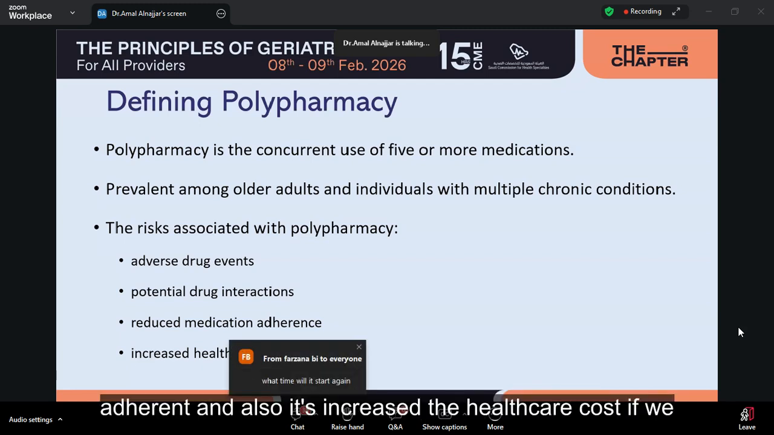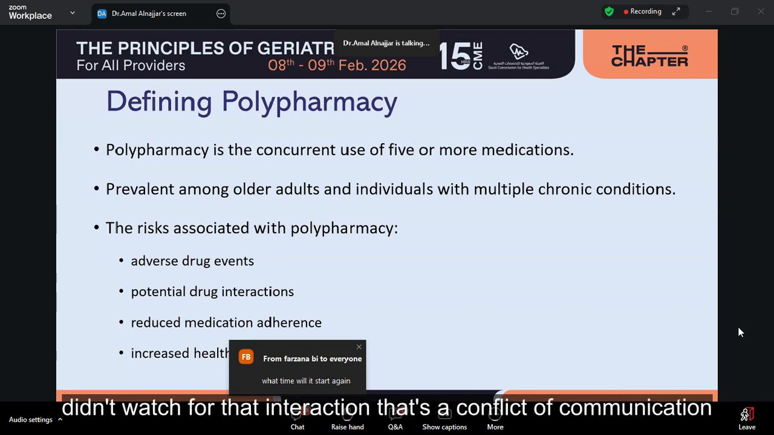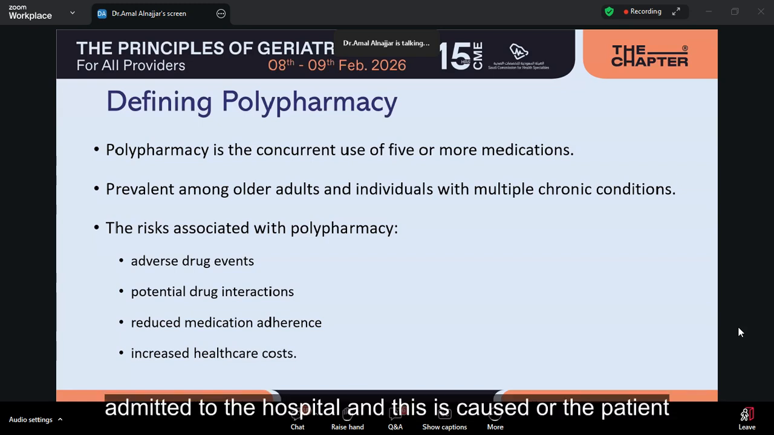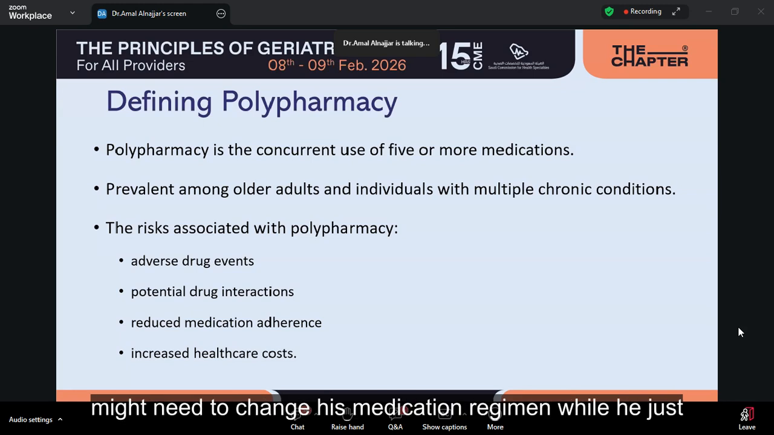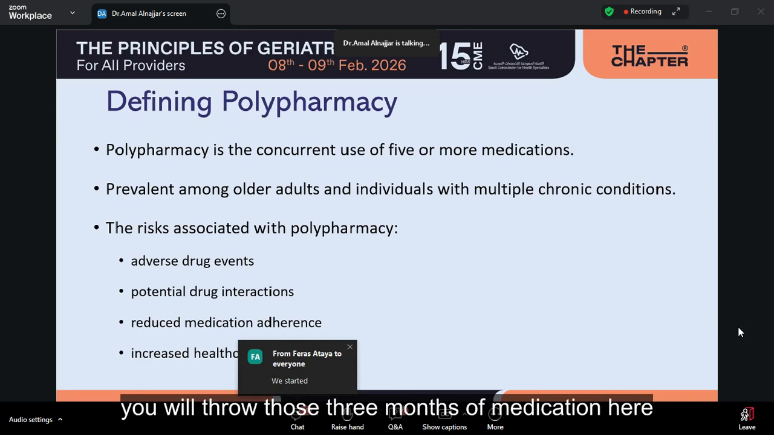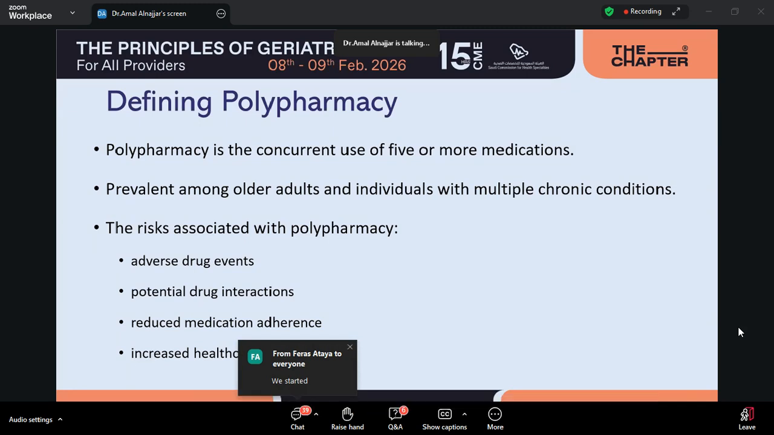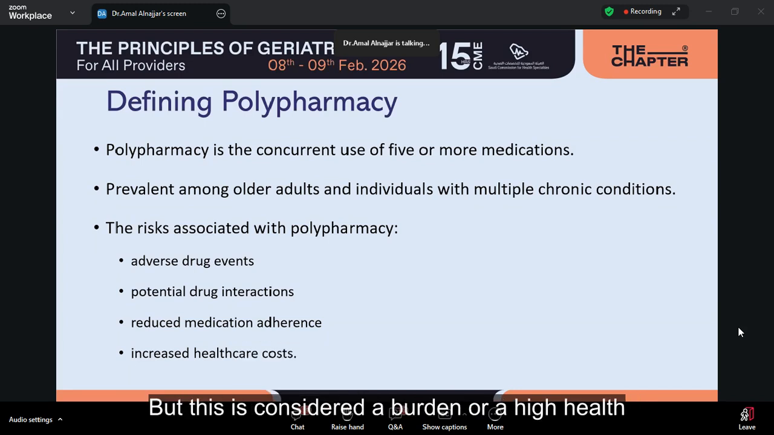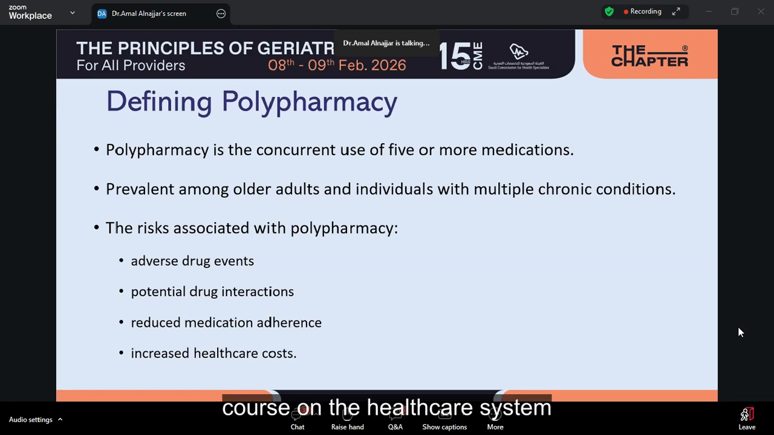It also increases the healthcare cost if we don't watch for drug interactions, the toxic effect of the medication, or the damaging effect of the medication, so that the patient will not be treated properly. The patient might need to be admitted to the hospital, and this is a cost, or the patient might need to change his medication regimen just after being prescribed or dispensed a bunch of medication covering 3 months. He will throw away those 3 months of medication, he will be dispensed a new bunch of medication, and so on. But this is considered a burden or high health cost on the healthcare system.